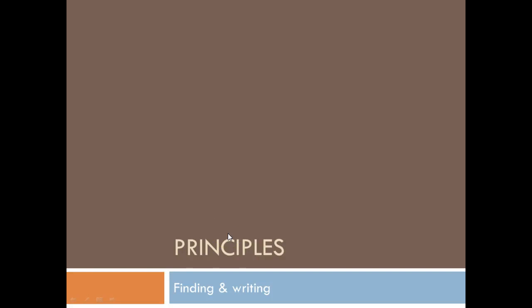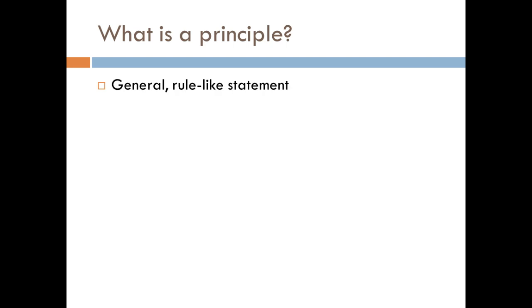This screencast is about principles, and in particular how to find a principle within the text and to write your own principle. So first of all, what's a principle? It's kind of like a rule, but it's more general than that. You can apply it in many contexts. A rule tends to be very specific to a context.